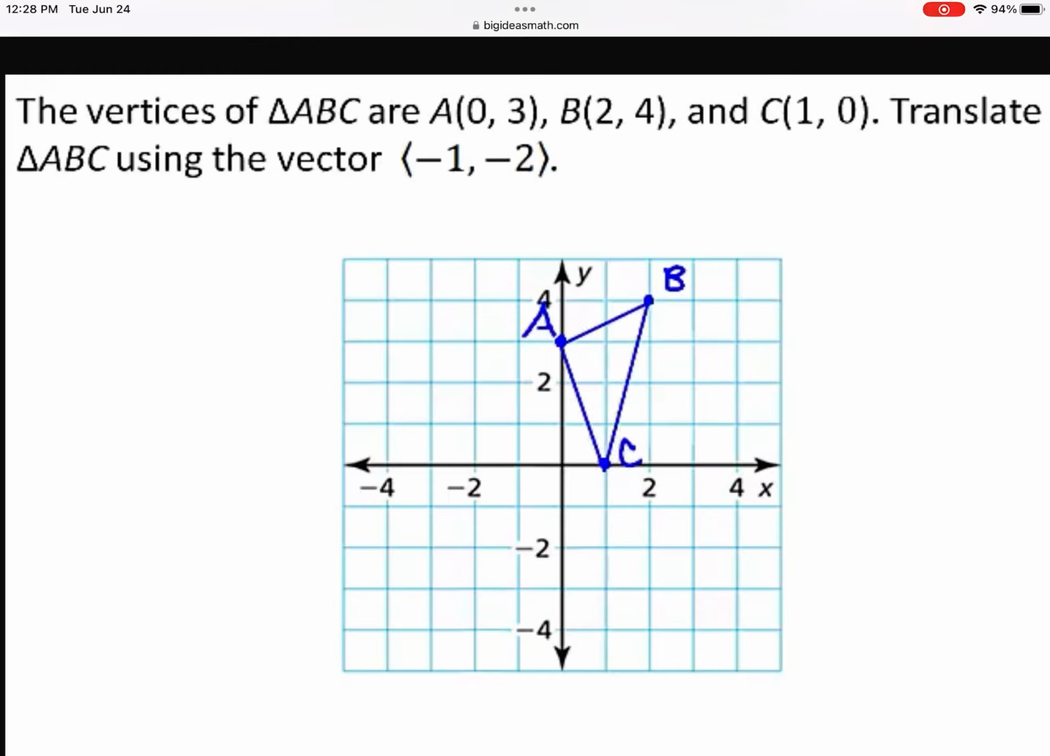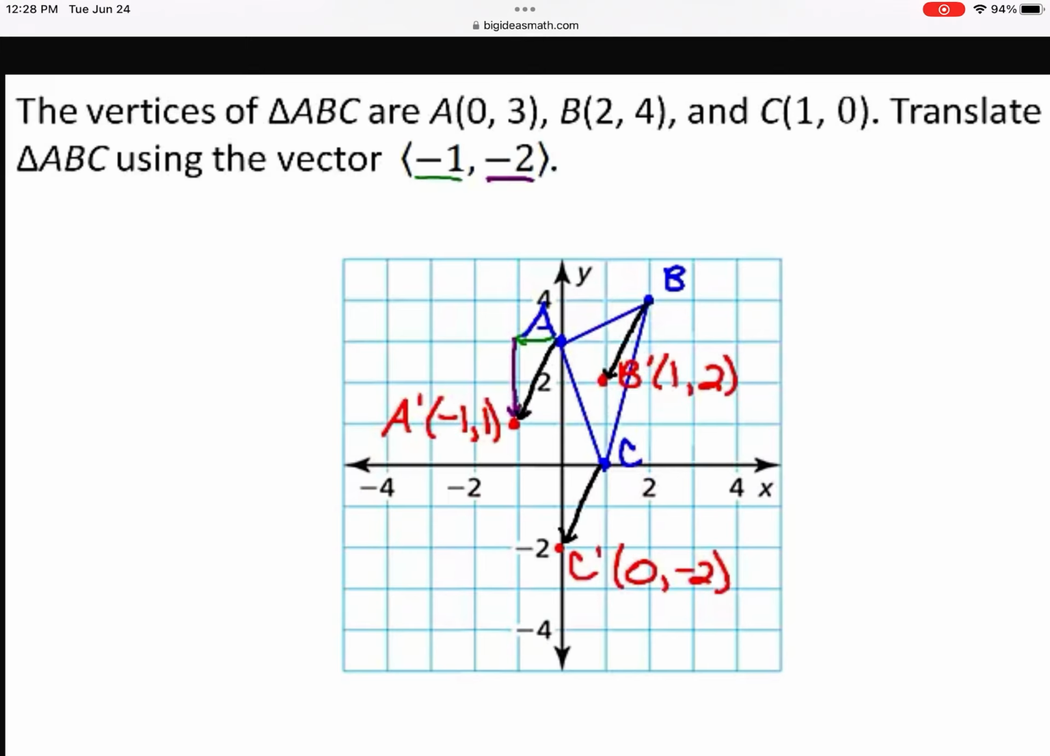Then use the vector <-1, -2> to translate triangle ABC 1 unit left and 2 units down, and label the vertices of the image A'(-1, 1), B'(1, 2), and C'(0, -2). Then draw line segments connecting the vertices to draw triangle A'B'C'.